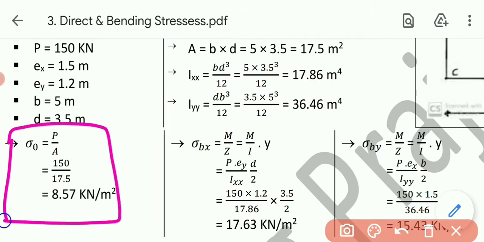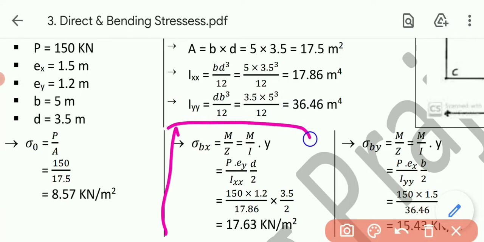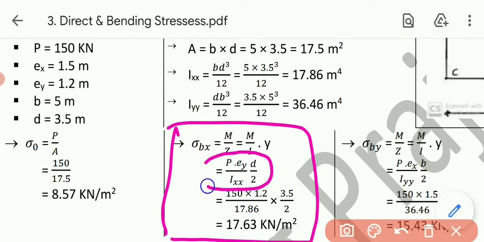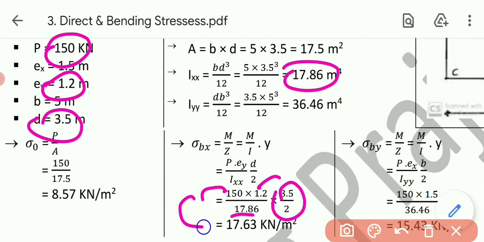First of all, sigma 0, that is P by A. P 150, area 17.5. 150 divided by 17.5, I'll get the answer 8.57 kilonewton per meter square. Then sigma bx, we have already discussed this formula: P into Ey divided by Ixx into d by 2. Now P, that is 150, Ey, that is given to us in the data 1.2, then Ixx 17.86, and d by 2, that is 3.5 by 2. Simplifying this one, I will get the answer 17.63 kilonewton per meter square.